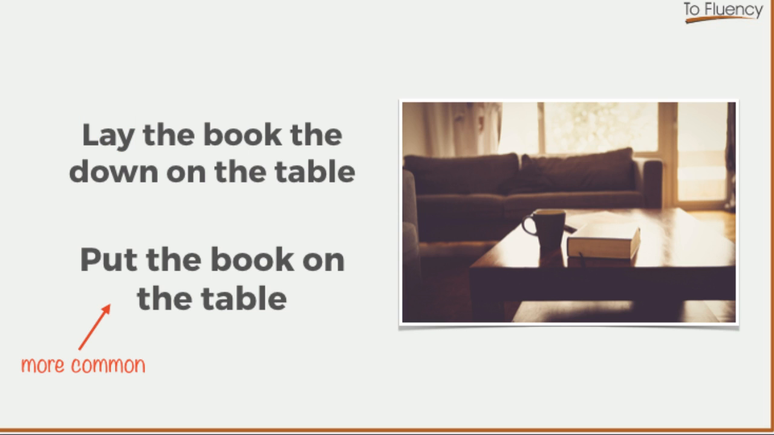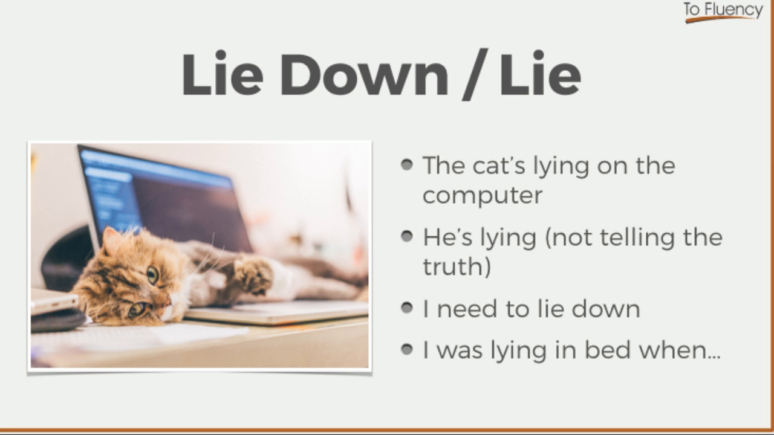So we need an object to lay down. But if you look at this picture, the cat's lying on the computer. Now you probably know this is the same word as saying he's lying, not telling the truth. Cat's lying on the computer, as you can see in the picture. But if you say he's lying, it means he's not telling the truth.